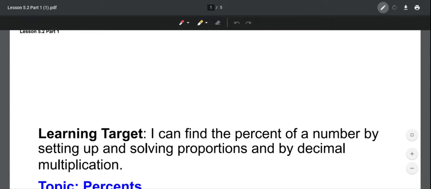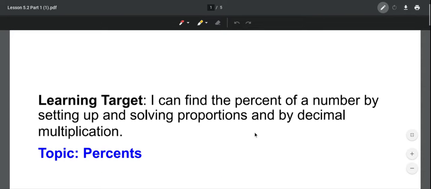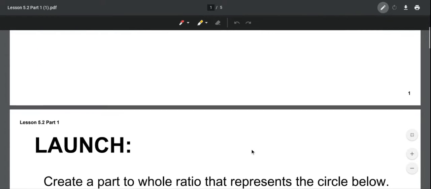Hello, boys and girls. In lesson 5.2, part 1, we will be finding the percent of a number by setting up and solving proportions and by decimal multiplication. Let's launch this lesson.